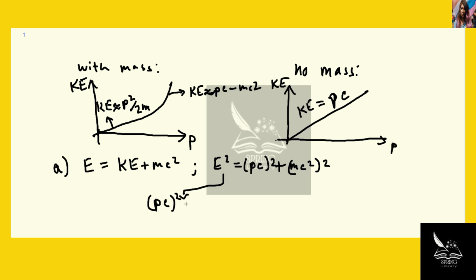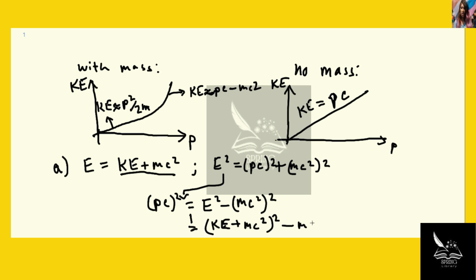Okay, so from here, (pc)² is just E² minus (mc²)². And we substitute E in from here. And so (pc)² is just (KE + mc²)² minus (mc²)². Okay, let's move on to the next page.